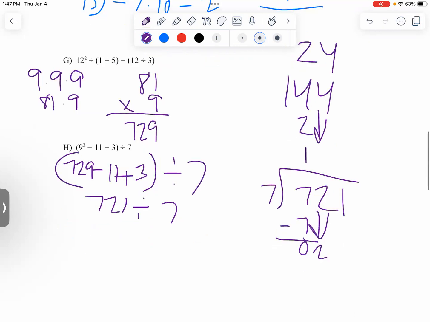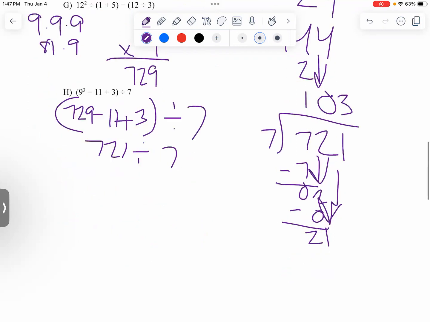Now here's a little one where people make some mistakes. 7 goes into 2 0 times. You can write that 0 there. Pretty common error there. And 7 times 3 is 21.